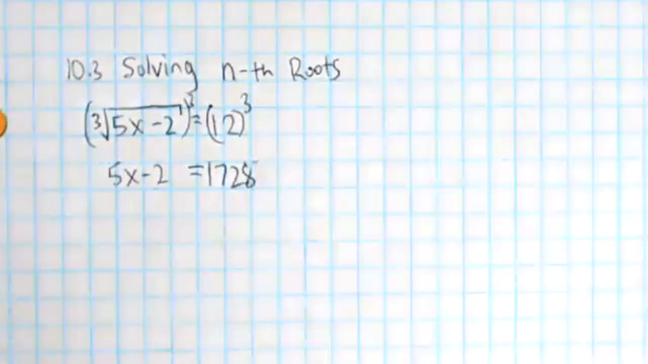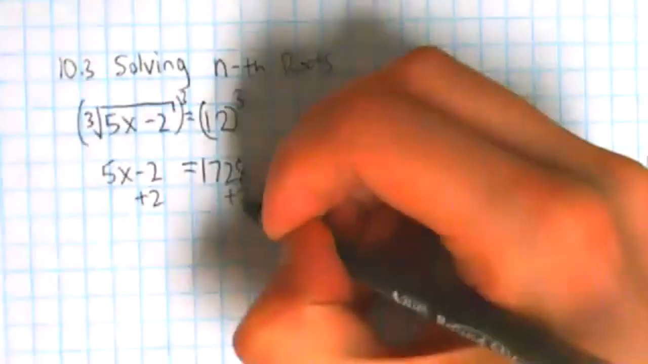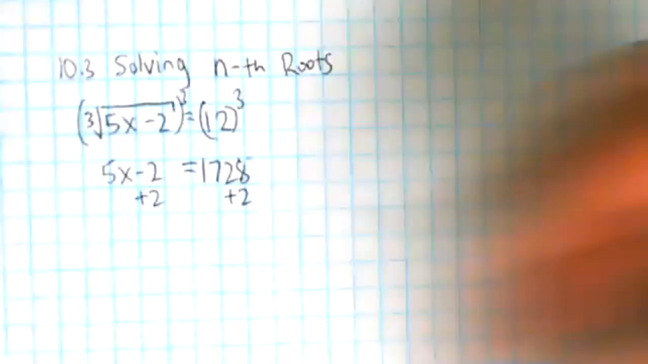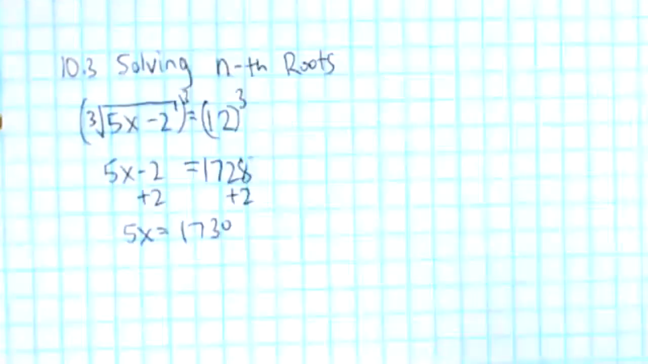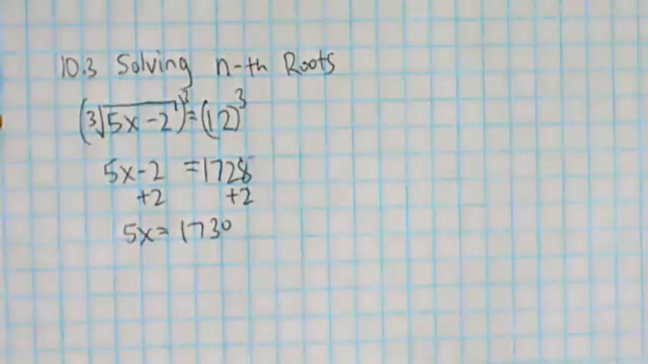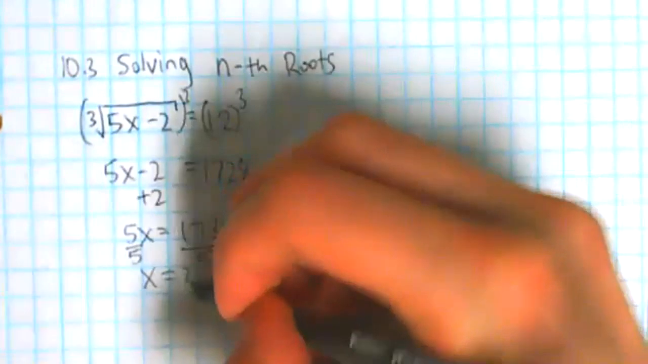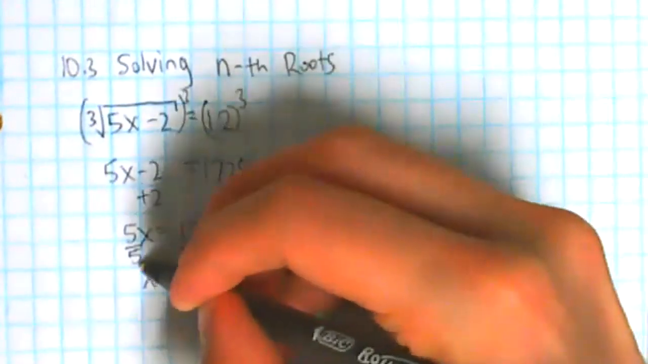So from here, we need to solve for x like we would in any other problem. We add 2 to both sides. That gives us, let's see, 5x is equal to 1,730. And I don't know what 1,730 divided by 5 is, because that's going to have to be our last step. To get our x alone is to divide both sides by 5. And that gives us x equals 346.